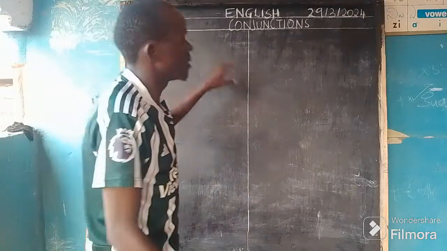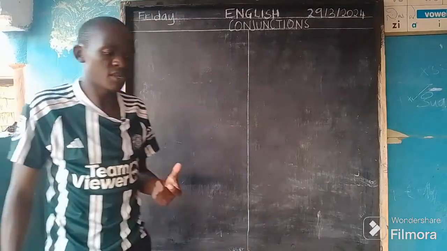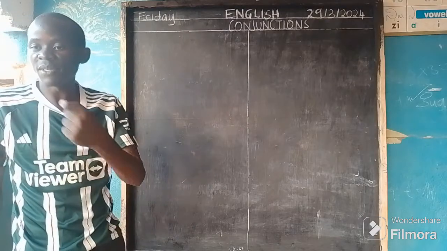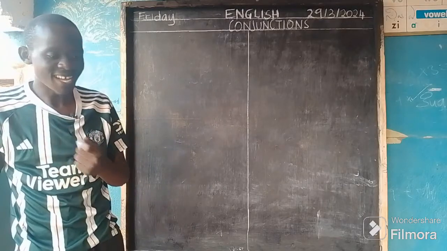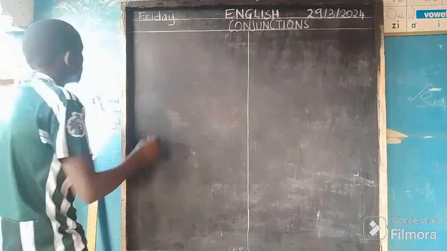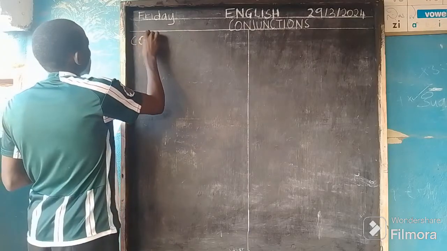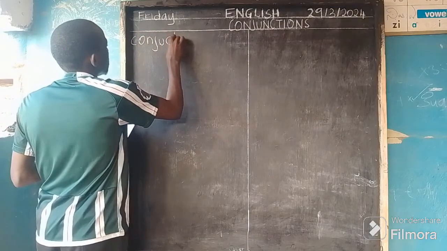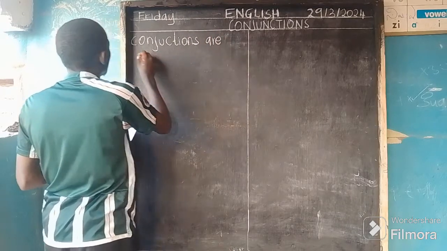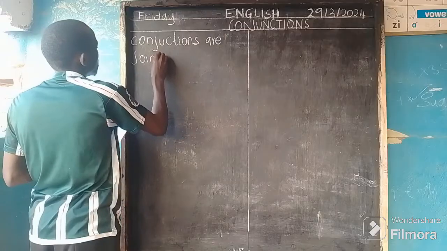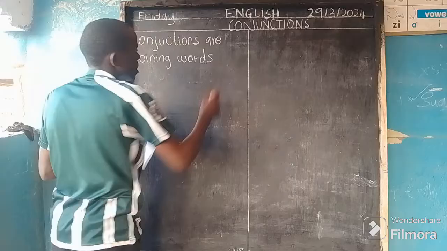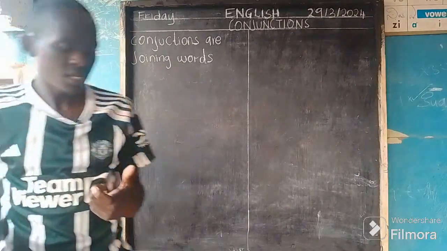So today we are looking at what we call conjunctions. First of all, before continuing, you have to define what conjunctions are. So what are conjunctions? Conjunctions are joining words.